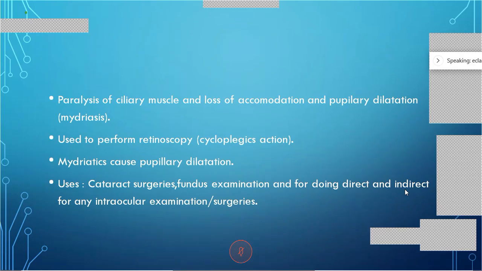Mydriasis? Paralysis of the ciliary muscle and loss of accommodation and pupillary dilatation. That is mydriasis. It is used to perform retinoscopy. Because in retinoscopy, what is retinoscopy? In this procedure, the individual's refractive status is estimated when the ciliary muscle is at rest. That means accommodation is at rest.